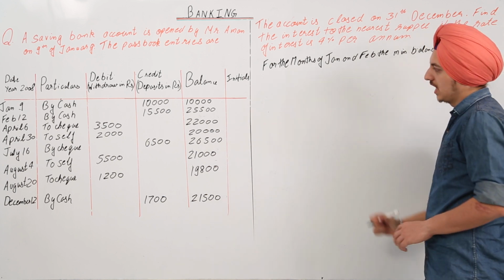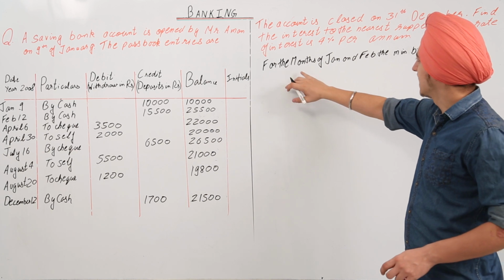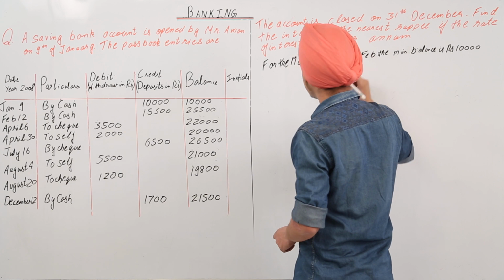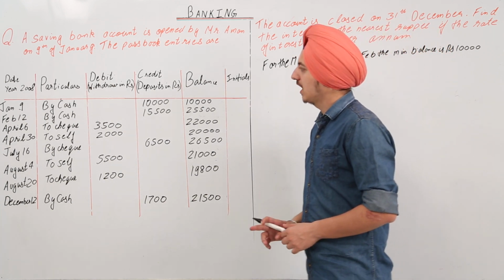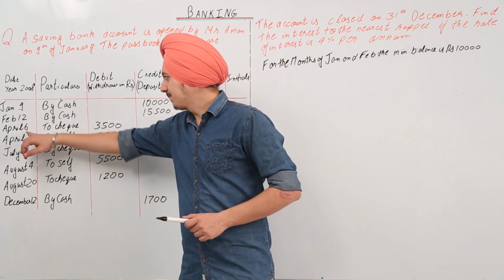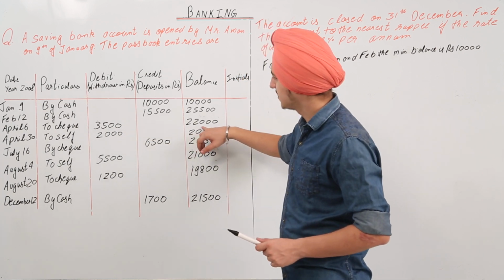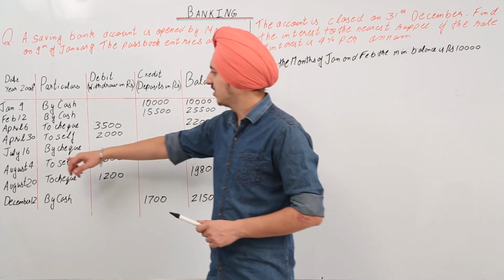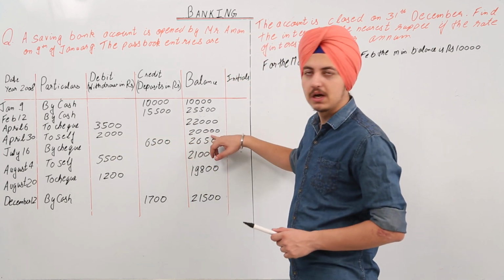So the amount that we have to enter is the number of months, that is January and February, into the amount. So the amount we need to enter is 2 into 10,000. We will calculate the amount later on. The month of February is done. The next entry is on April 6th. That is a withdrawal, so the balance becomes 22,000. And then on the 30th of April there is another withdrawal of 2,000, so the balance becomes 20,000.